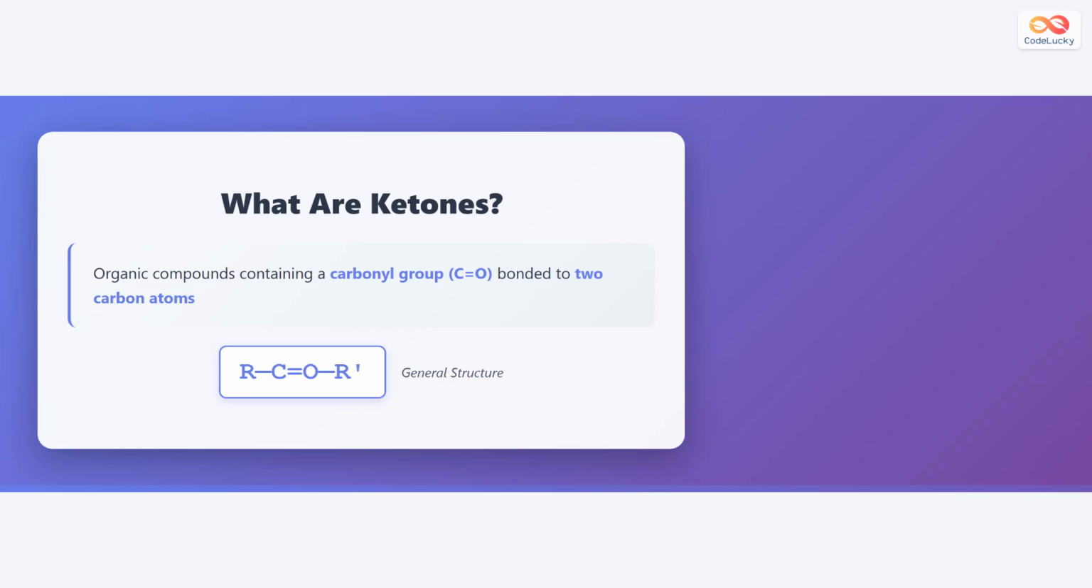Let's define what ketones actually are. Ketones are organic compounds containing a carbonyl group, written as C=O, that is bonded to two carbon atoms. This is what makes them unique. The carbonyl group is the functional group responsible for the chemical properties of ketones. Unlike aldehydes, where the carbonyl is at the end of the chain, in ketones the carbonyl carbon is always bonded to two other carbon atoms, making it an internal carbonyl group.